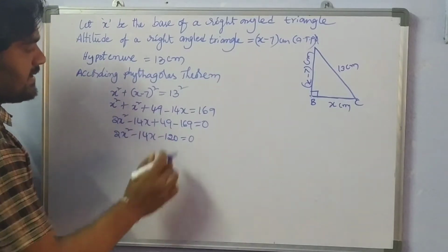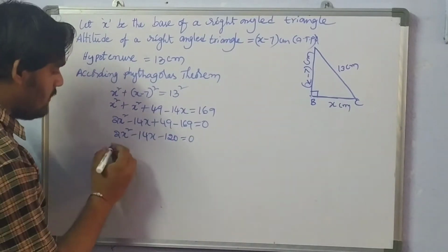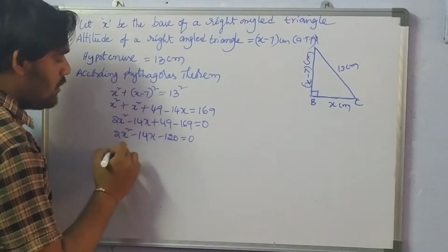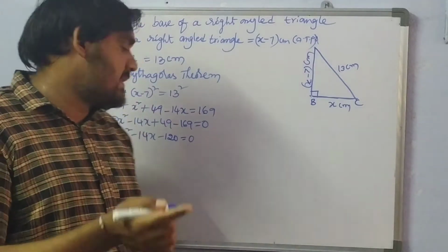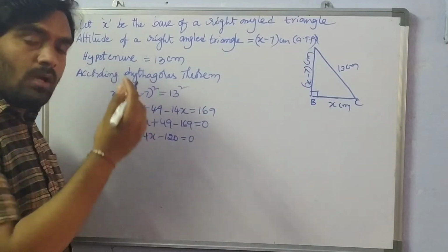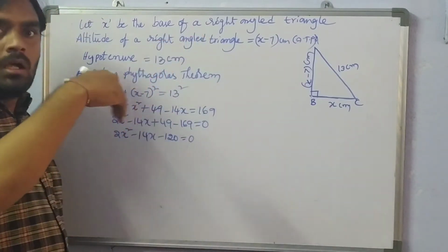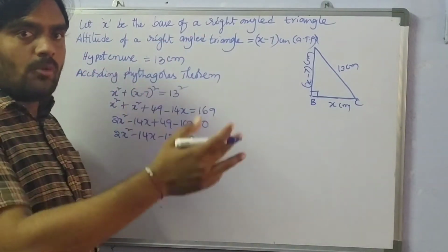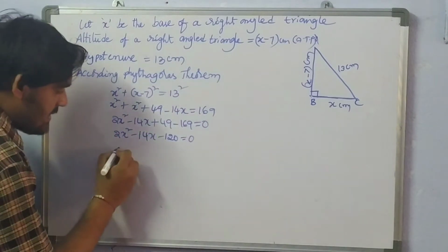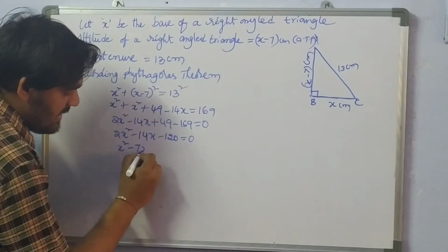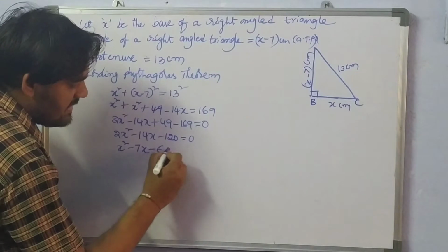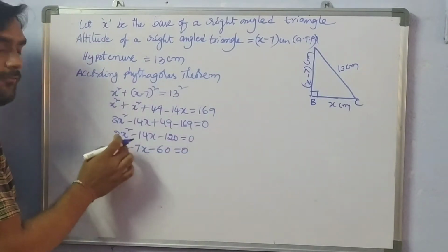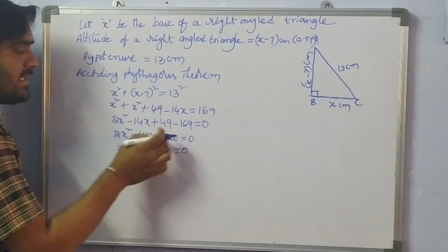From these terms, if you take 2 common, you will get 2 of x square minus 7x minus 60 is equal to 0. Once again, you can send 2 after the equals sign, and it will become 0 by 2. So this can be written as x square minus 7x minus 60 is equal to 0.